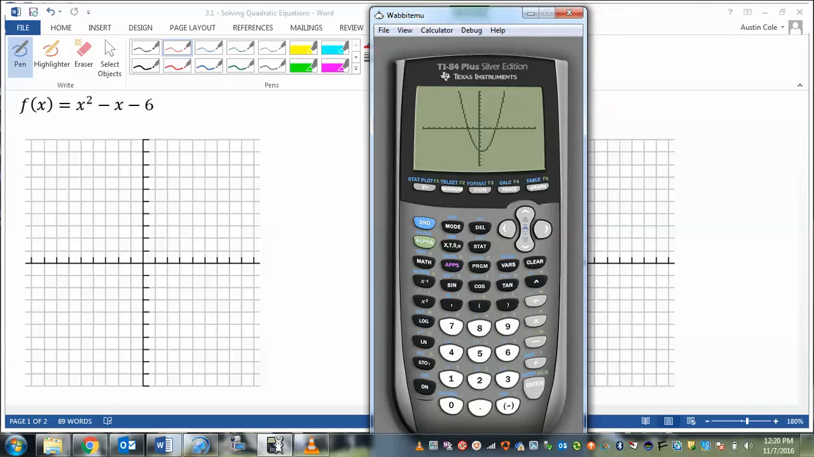Jake Lucas, where do you think it looks to be? 3. Do you guys agree with 3 there? And where else, Tristan? -6. It doesn't look like negative 6, that would be way over here. X-axis. X, not Y. -2. I think -2 and 3. Okay, how could we verify to be 100% sure that's the case? Absolutely, Brooklyn. We're going to go to our tables. Hit second table.